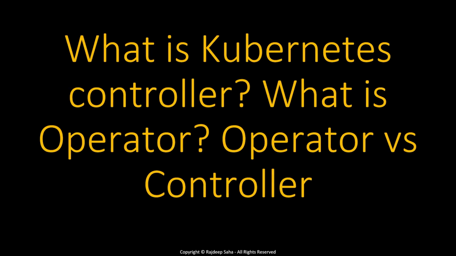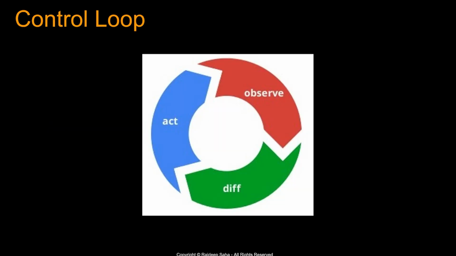So I combined the next two questions. What is a Kubernetes controller? What is an operator? And operator versus controller. There is a lot of confusion around this, so let's get our concepts clear. The core principle of Kubernetes is that the current state of the cluster should match the desired state of the cluster. This is done by a control loop.